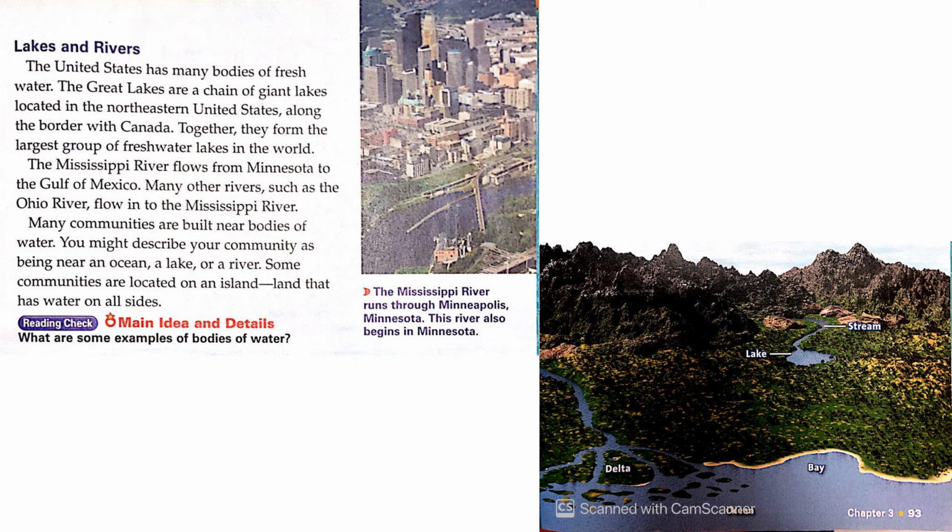Many communities are built near bodies of water. You might describe your community as being near an ocean, a lake, or a river. Some communities are located on an island, land that has water on all sides. Now we do know that Qatar is located near the Arabian Sea, so we're located near an ocean. And here in this picture you can see a lake. That's a stream coming down all the way from the mountains. This is a delta, and this right here is the bay.